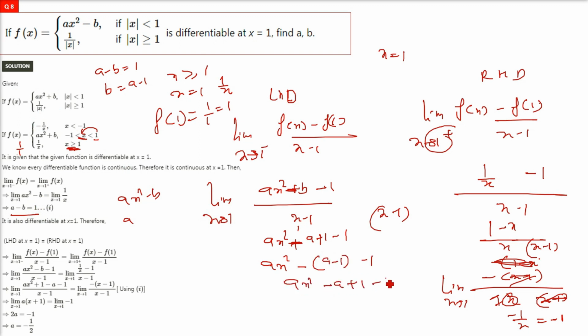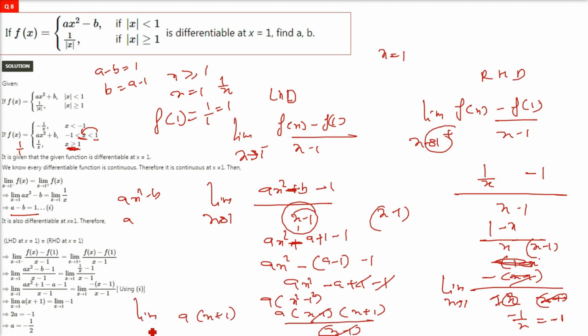ax square minus a plus 1 minus 1 gets cancelled. You can take a common, you get x square minus 1, which is x square minus 1 square. It is a square minus b square, which is a minus b times a plus b. So you get x minus 1 times x plus 1, and the denominator x minus 1 gets cancelled, leaving a into x plus 1. When you apply the limit x tends to 1, it is going to be a into 1 plus 1, which is 2a.